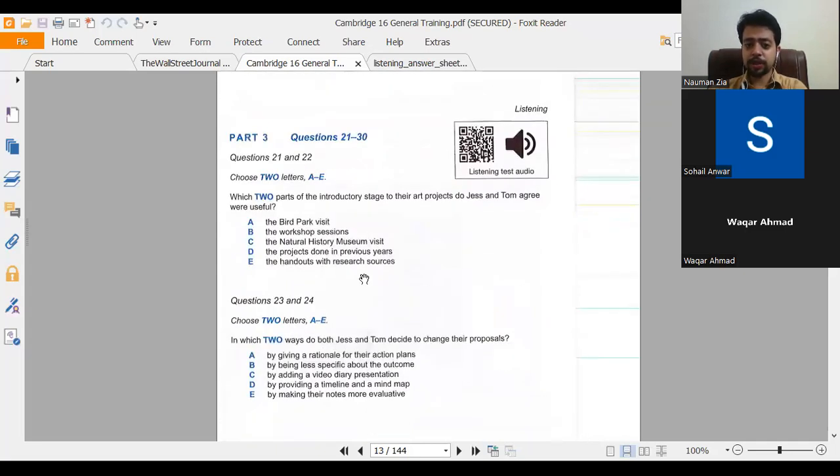These are multiple choice questions. Not just multiple choice, but multiple choice, multiple answers, right? Choose two letters. These are questions 21 and 22. Means A to E, you have to pick two options. Now, if out of two, one is correct, you will get one mark. If you select two correct options, you will get two marks, right? This question carries two marks.